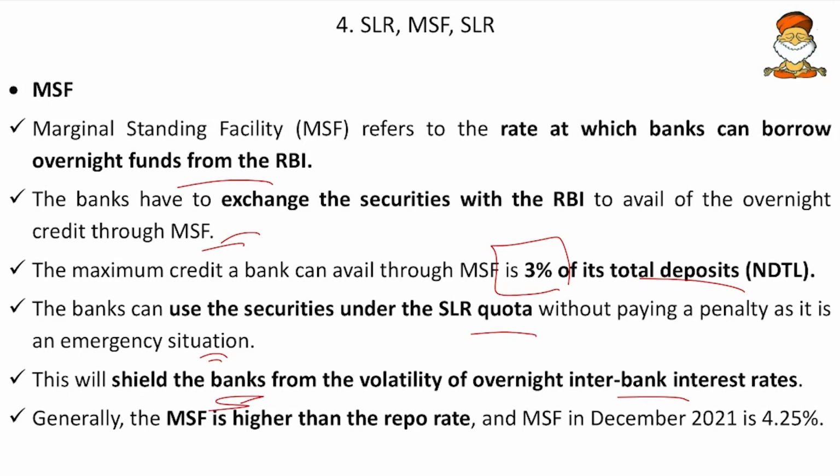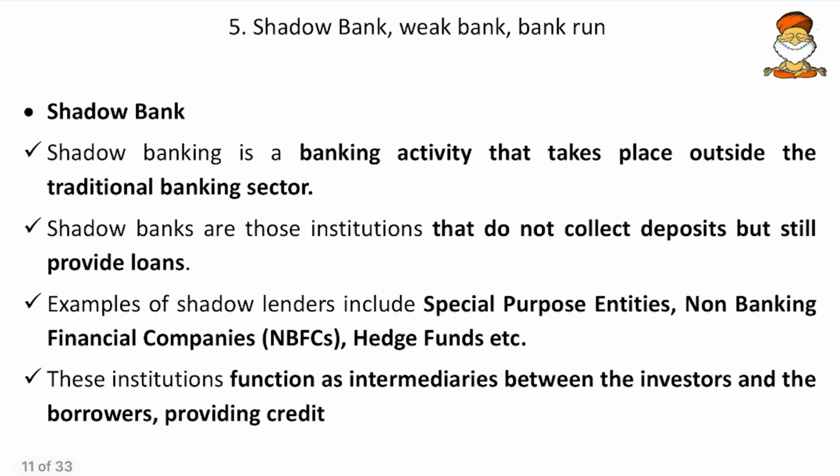And then generally MSF is higher than the repo rate, so we know that, and the MSF is 4.25% currently. And then come to next, the shadow bank. A shadow bank is a banking activity that takes place outside the traditional banking sector. Shadow banks are those institutes that do not collect deposits but still provide loans. So only the loan giving institutes.